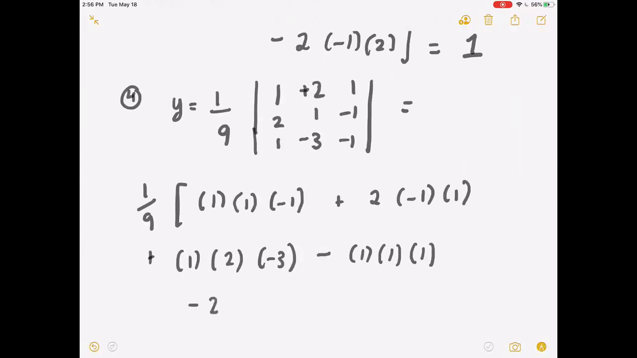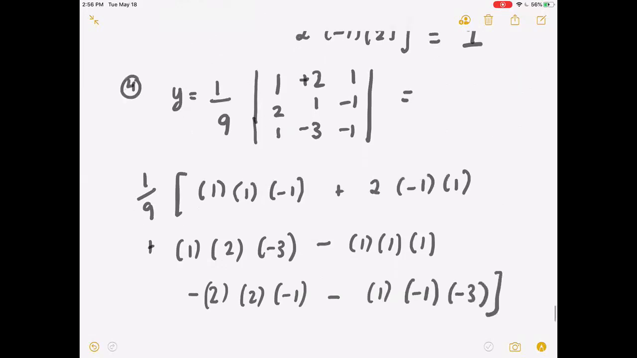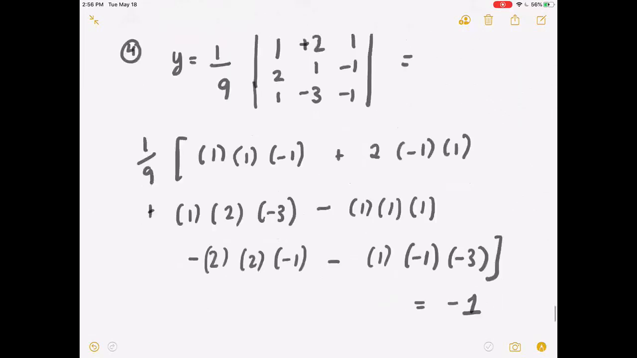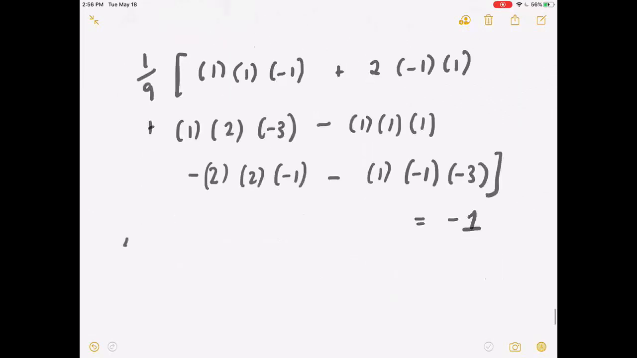I didn't read it correctly. Minus 2 times 2 times minus 1 minus 1 times minus 1 times minus 3. You can do the arithmetic and you should get minus 1. Let's see, 2 down, 1 to go.